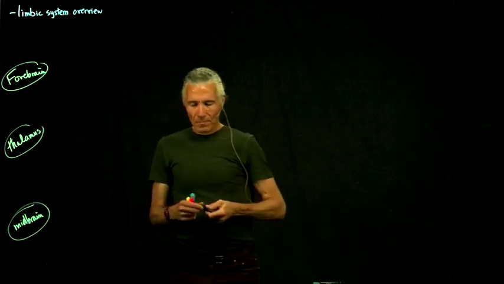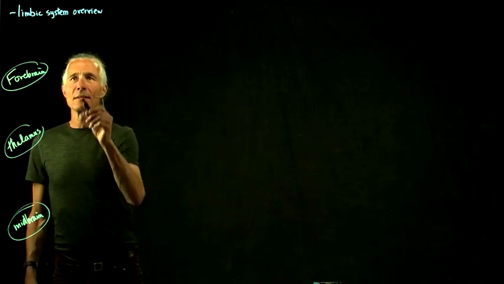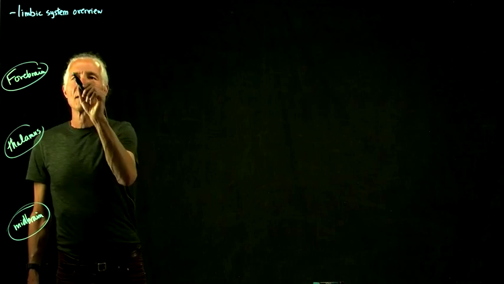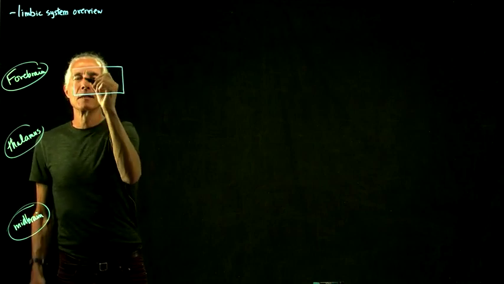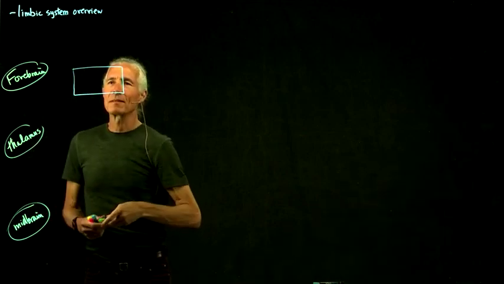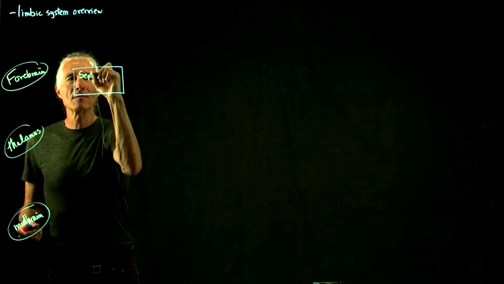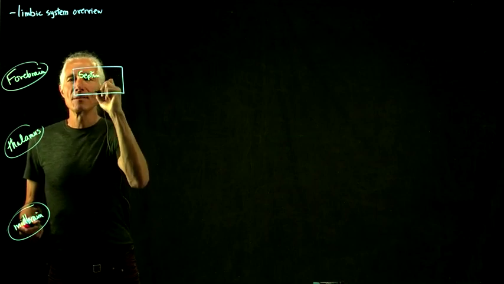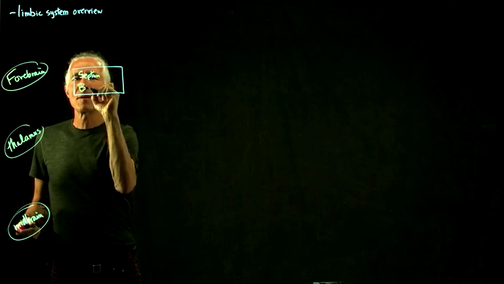So starting off, a classic limbic system structure is the septum. It's a small structure in humans, but it's very important. If you lose it, lots of things get broken. But another part is the basal forebrain.